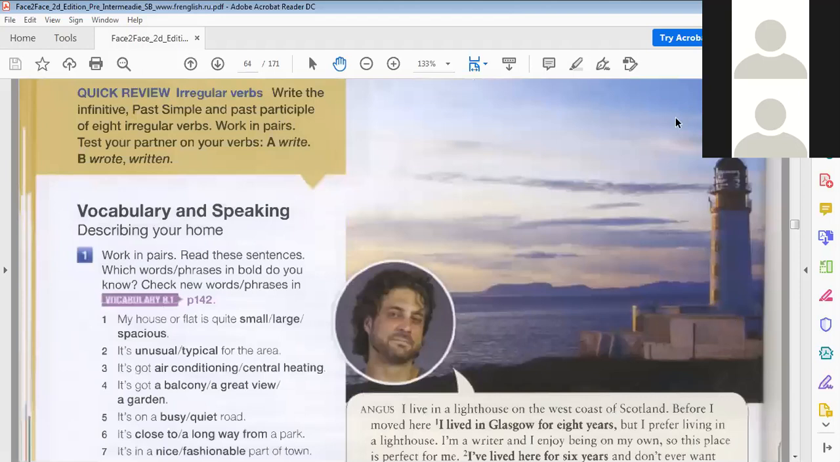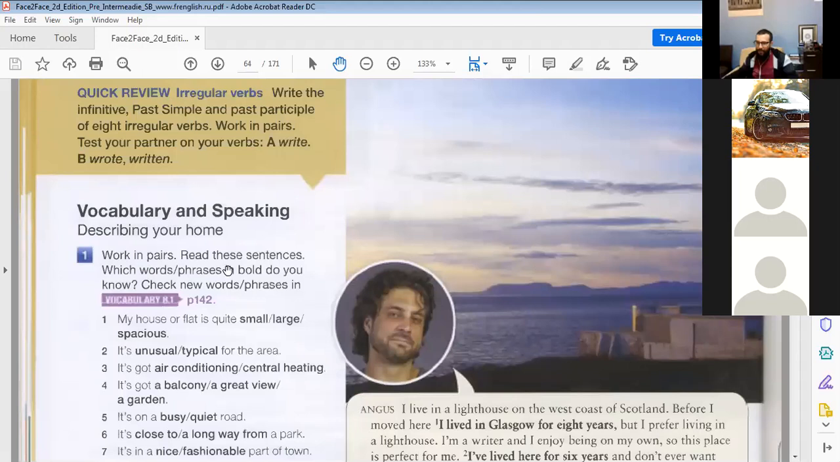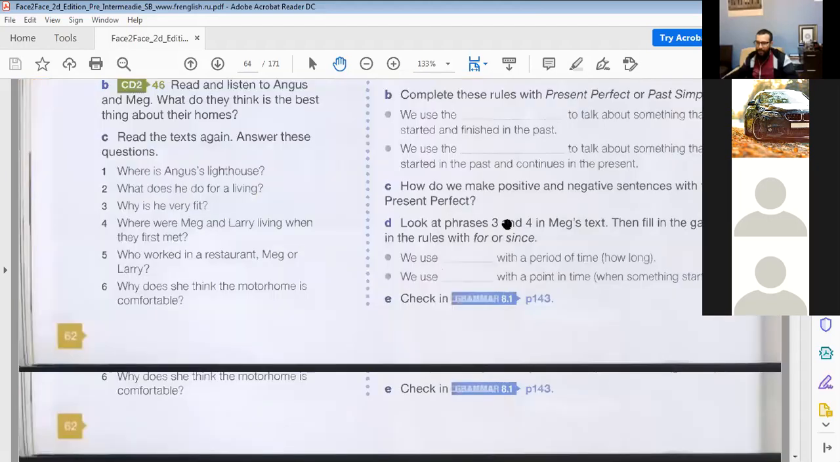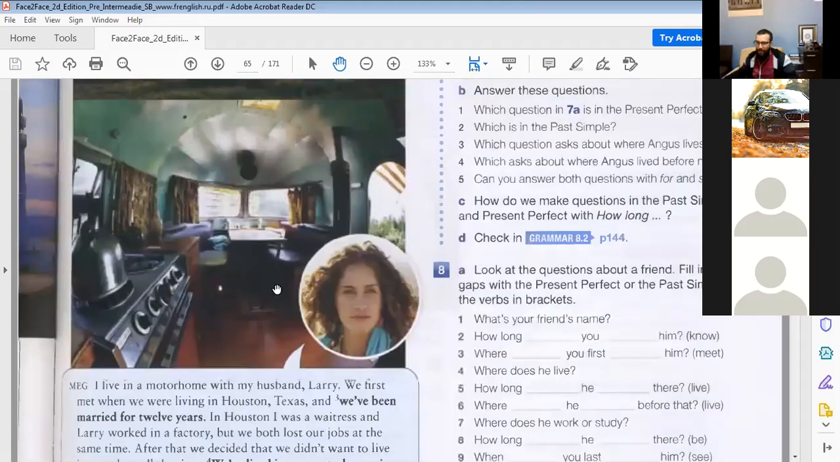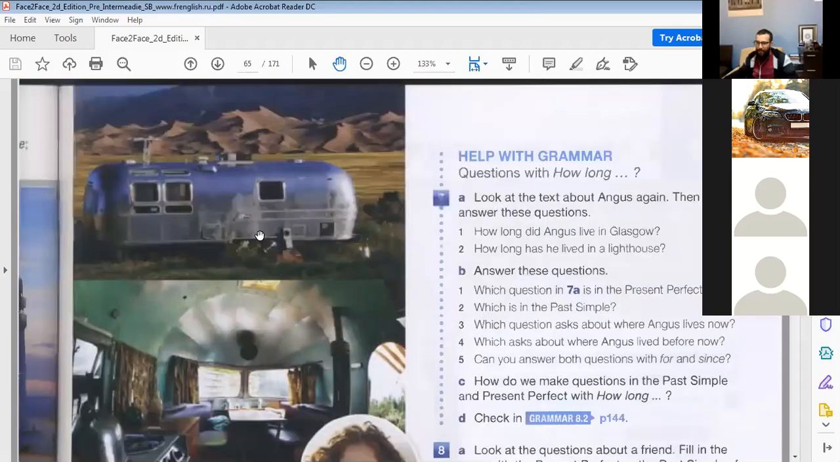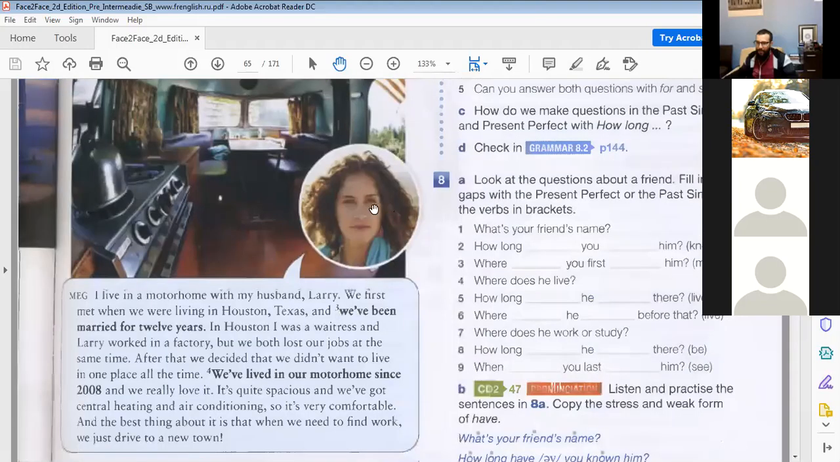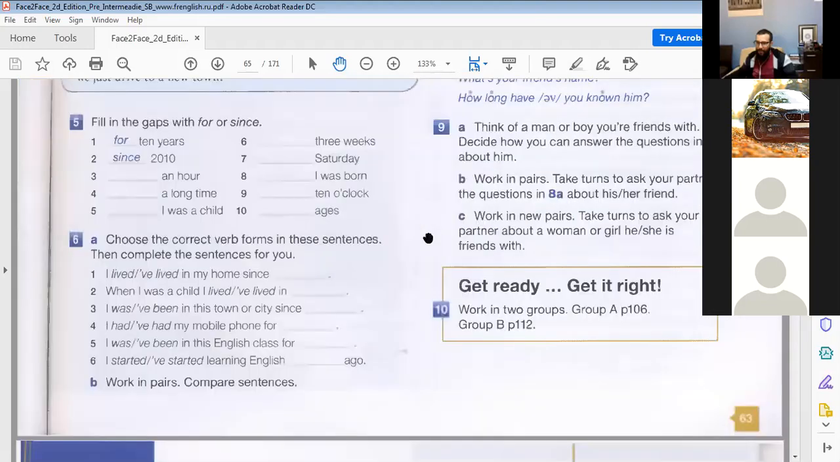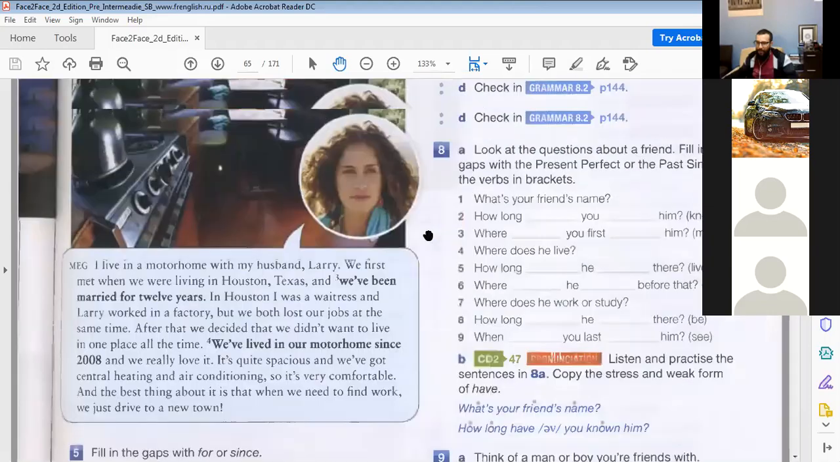Can you see this lighthouse? Do you think you can live in a lighthouse? So Angus, he lives here. So he'll tell us his story. And then we're going to listen to Meg. And Meg lives in a motorhome. So this is where she lives, in this motorhome. So we're also going to listen to her story. All right, so this is for our next lesson.